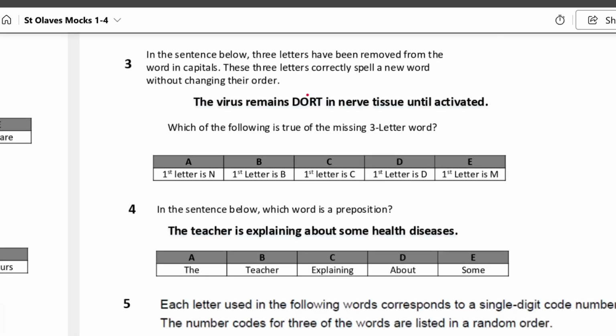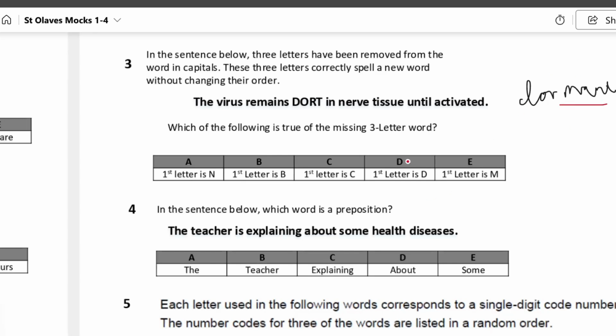For question 3, the 3 letters have been removed from the word in capitals. So they're saying that the virus remains something in nerve tissue until activated. Whenever I think about something in the body, you have something that remains dormant. That's spelled D-O-R-M-A-N-T. We can see the word in capitals looks like dormant, and what is the 3-letter word? Man. What's true of the following word? The first letter is M.